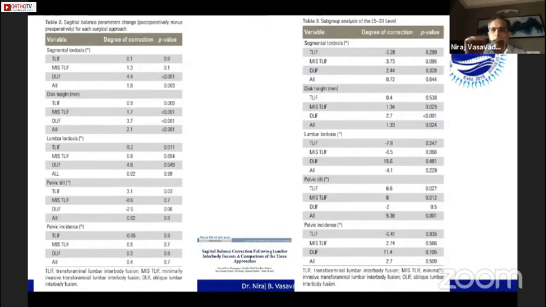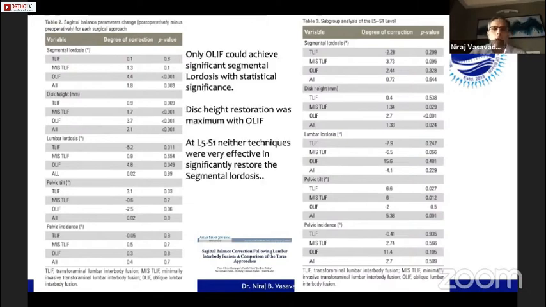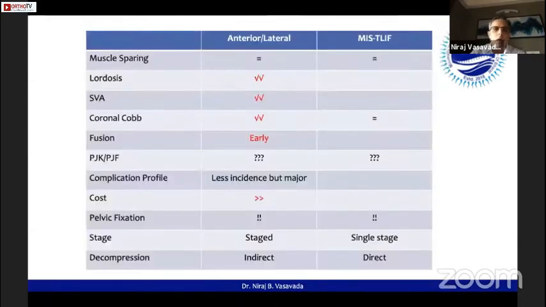And also these three procedures at L5S1, you found that only OLIF could achieve a significant segmental lordosis with statistical significance. The rest could not achieve a statistically significant lordotic difference between preoperative and postoperative radiologic parameters. The disc height restoration was maximum with OLIF. At L5S1, neither of these techniques was effective in significantly restoring the segmental lordosis.